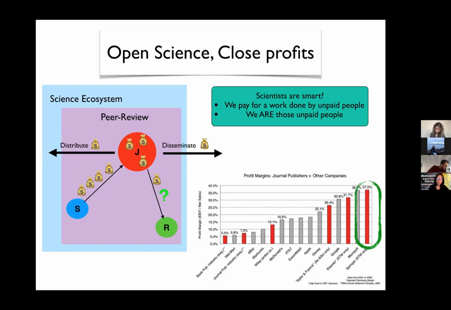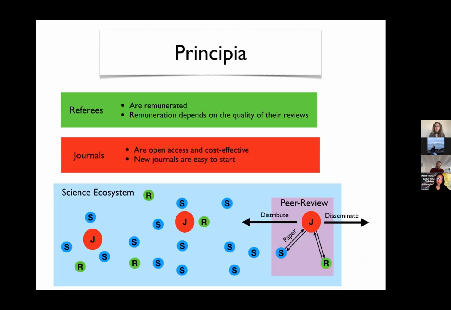But so I hope I convinced you that there's something deeply wrong in the current publishing system. So let's go to Principia. So what are Principia? It's very simple. It's transparent. So referees are remunerated for the work. So referees, when they do peer review, get remunerated somehow. Let's see how. Then this remuneration depends on the quality of their work, which is transparent. It's obvious, right? Then journals should be open access, of course, and cost effective. And then new journals should be easy to start, okay?